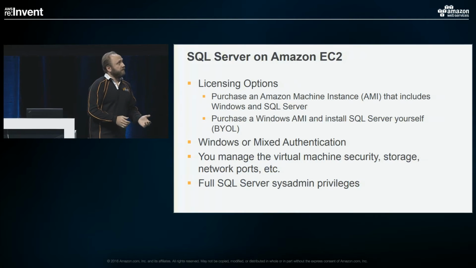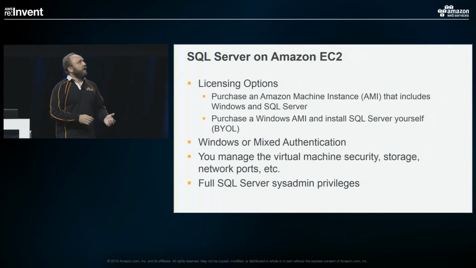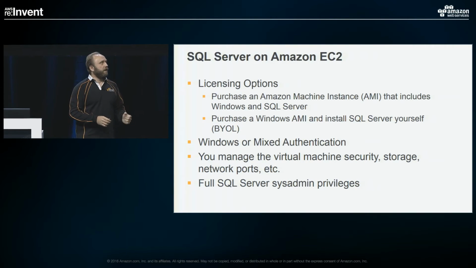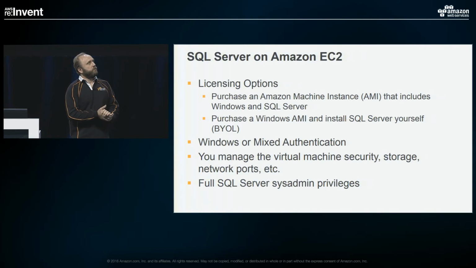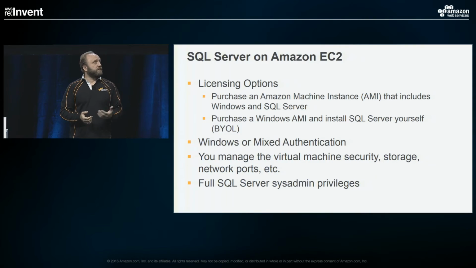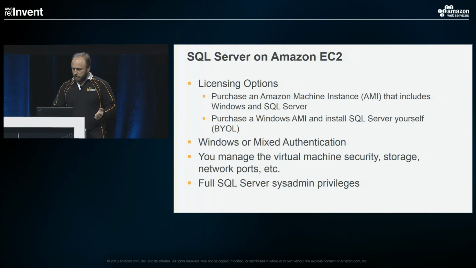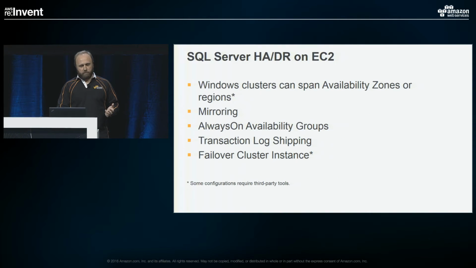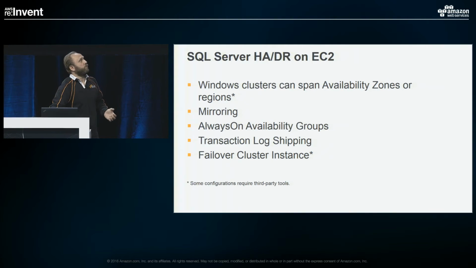For SQL Server, there are several licensing options. You can purchase an Amazon instance that includes Windows and SQL, like what I showed you with Windows 2016 with SQL 2016. We do have different versions as well and different AMIs you can use. Or you can purchase your Windows AMI and install SQL Server yourself, but bring your own license. Both authentication methods are supported, and you can have full control over it.